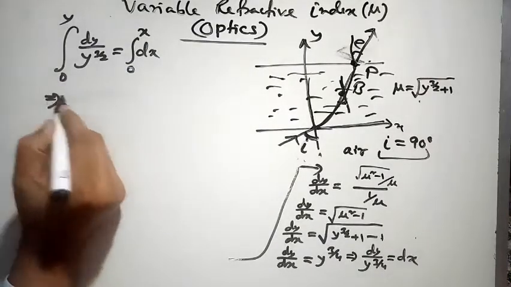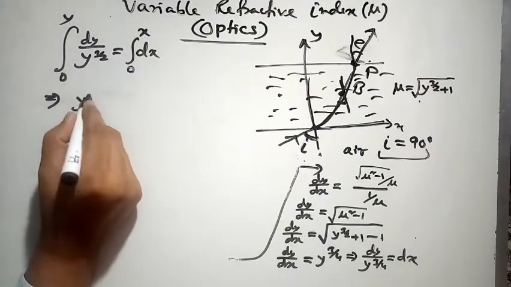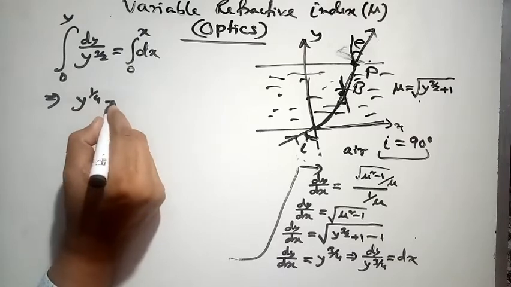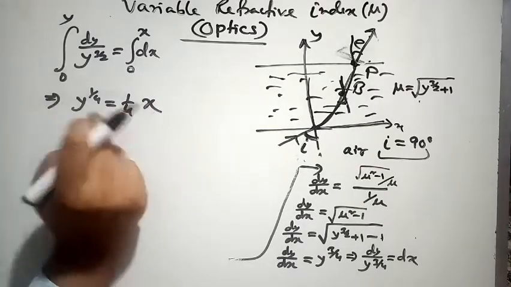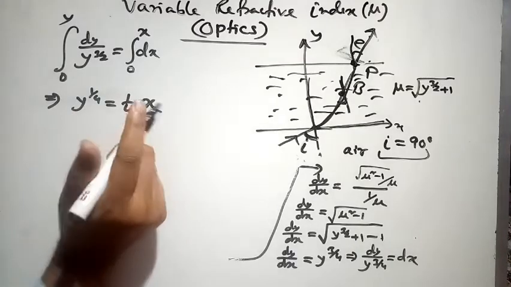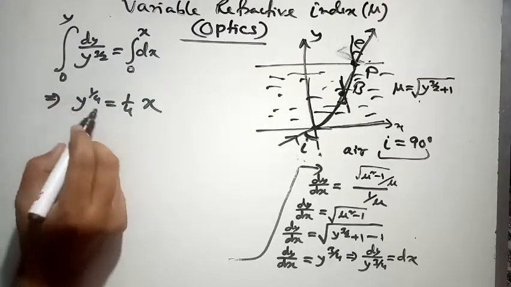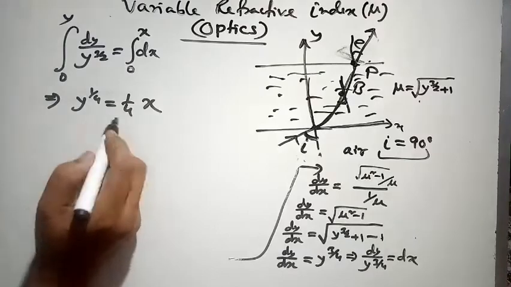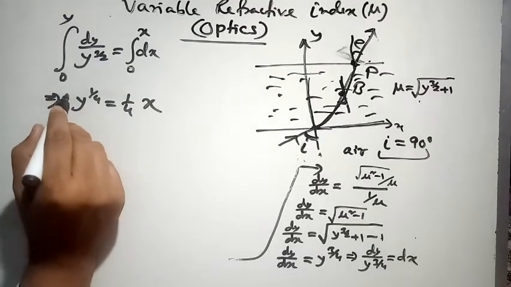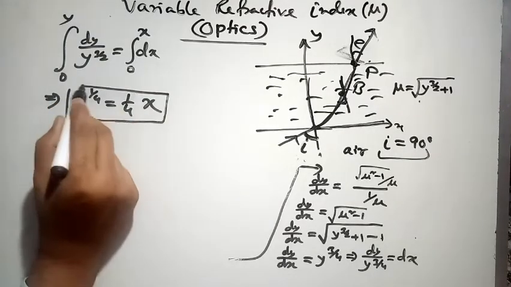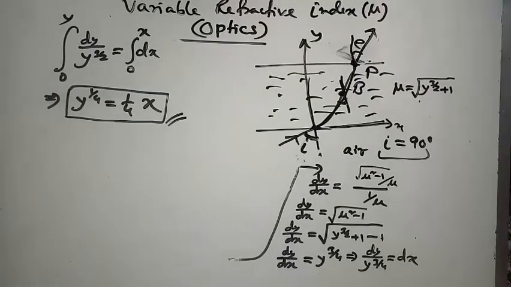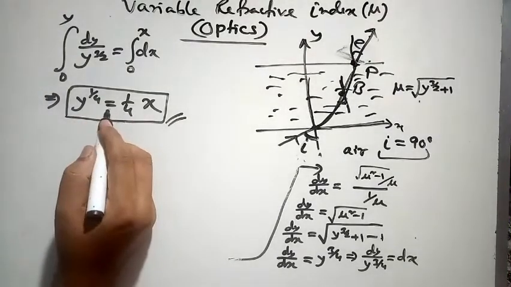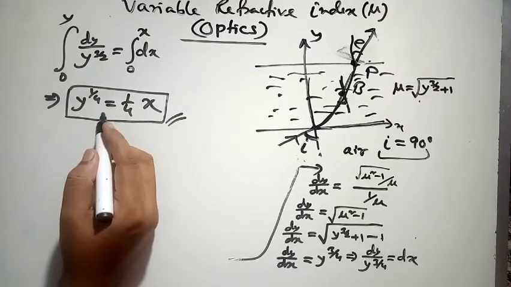After integration, you can find out y to the power 1 by 4 equal 1 by 4 x. Okay, x equals 4 y to the power 1 by 4. So that is the final expression, the relation between y and x. It is called the equation of trajectory only, nothing else.